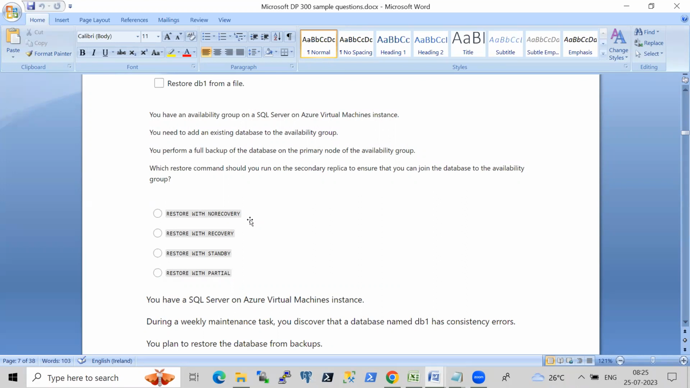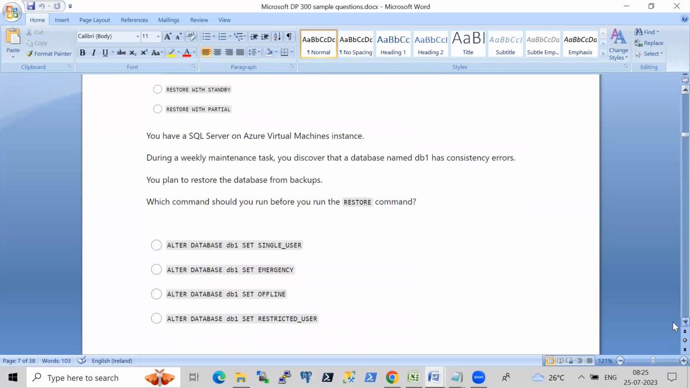Some questions are very easy. So it is restore with no recovery because if you do with recovery, the database will be online. You cannot add that database to Always On. Standby, it's not log shipping. Partial, no need to talk about that option.